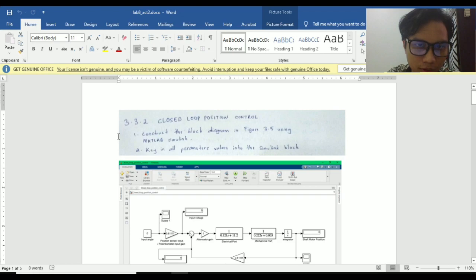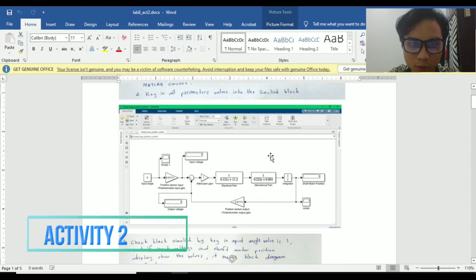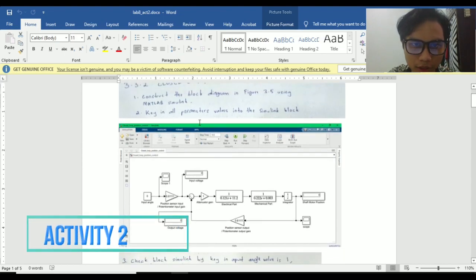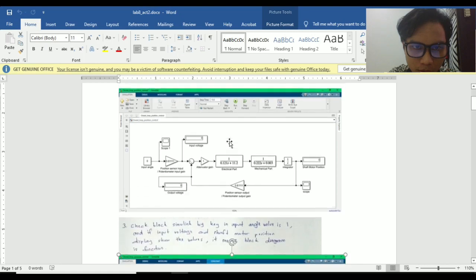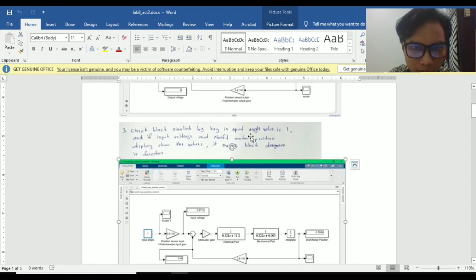Okay, for the closed loop position control, let's construct the block diagram in Figure 3.5 using MATLAB Simulink. We already constructed it and keyed in all parameter values in the Simulink block. We also check the Simulink block by keying in the input angle as 1 and evaluating the position display.